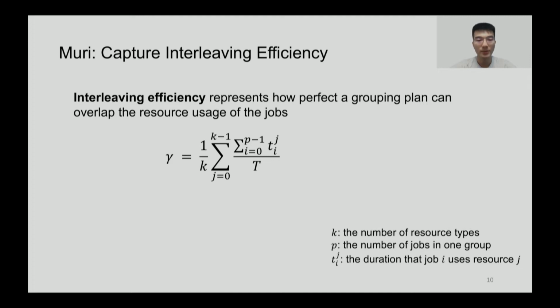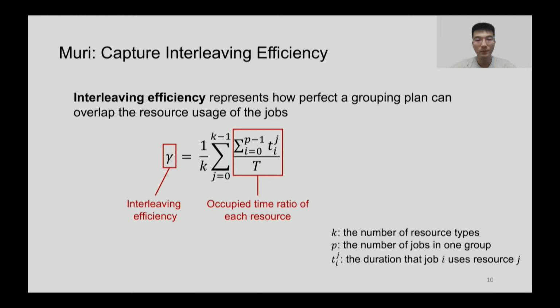Here, we use interleaving efficiency to represent how perfectly the grouping plan can overlap the resource usage of the jobs. Better resource interleaving efficiency means less idle time of the resources. Therefore, we define the resource interleaving efficiency gamma as the fraction of time that some resources are occupied. To take into account all resource types, we take the average occupied time ratio of each resource.